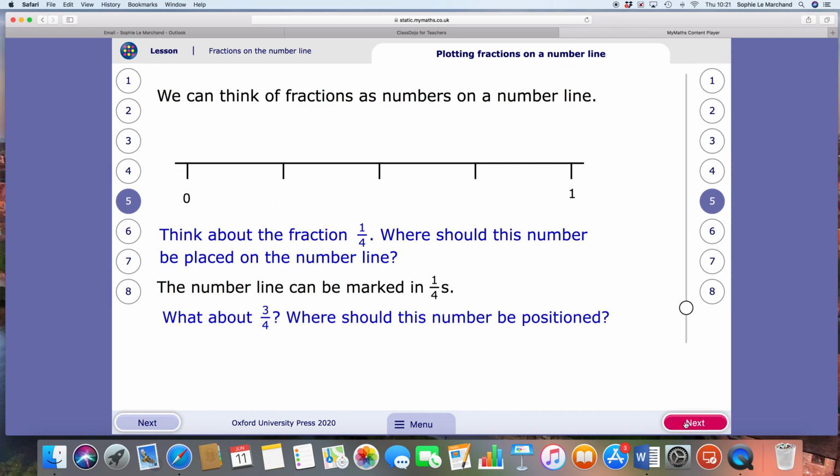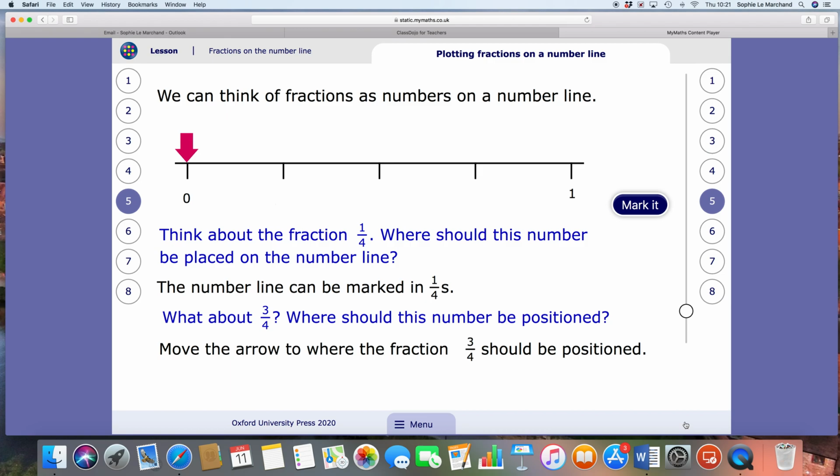What about 3/4? Where should this number be positioned? Move the arrow to where the fraction 3/4 should be positioned. So we start at 0. This is 1/4, 2/4, and 3/4. That's where it should be positioned. Let's check. Fantastic, we got another one right.